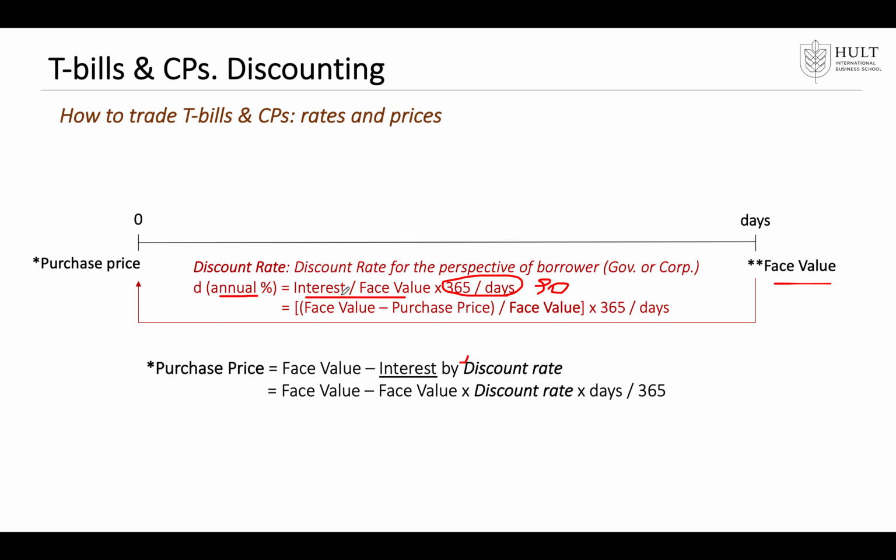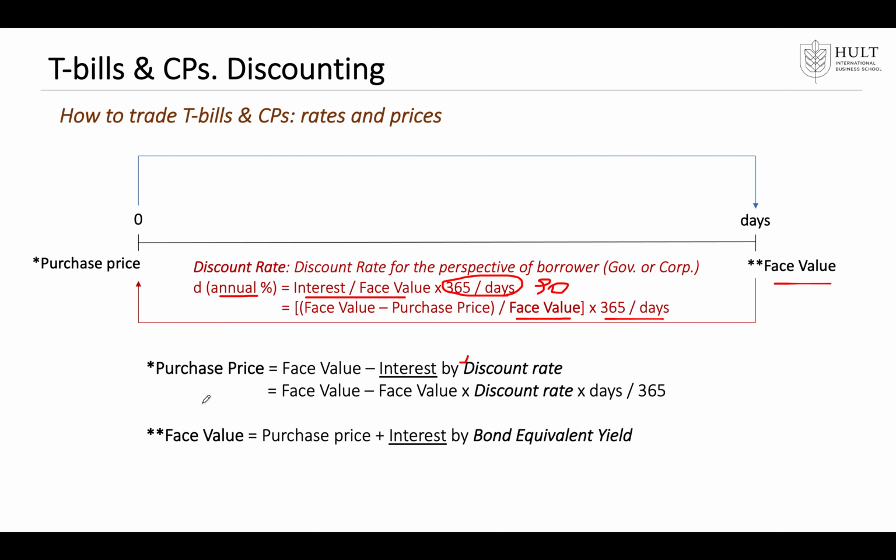Then how do we get this interest? Face value minus purchase price. Face value minus purchase price divided by, and you need to remember this, face value. Why? This is discount. Always the starting point is the maturity, when mature, right? And then, again, 365 divided by days. So we can get this discount rate, and then we apply it here, we get the purchase price as well. We have a different perspective of investment.